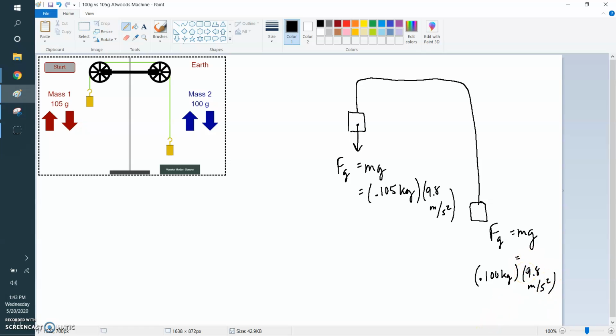Okay, sorry, I'm kind of jumping around there. So this one I can do in my head, and I get 0.98 kilogram meters per second squared, which is newtons. And then for the one on the right, I need my calculator. I get 1.03 newtons. So Fg is 1.03 newtons, and that's that force right there.